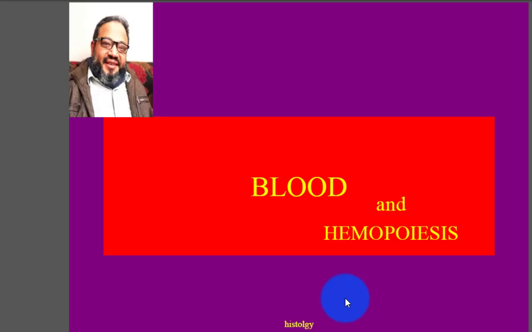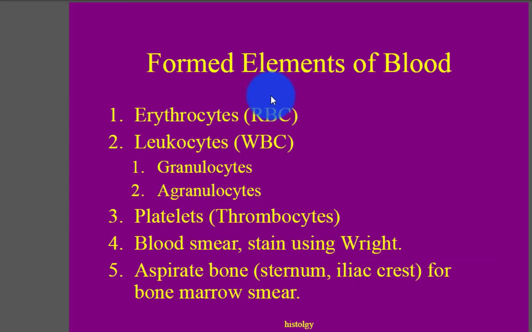Everybody, blood as a tissue. Histology consists of four main elements: the erythrocytes (RBCs, red blood cells), leukocytes (WBCs, white blood cells) including granulocytes and agranulocytes, and platelets (thrombocytes). For a blood smear, we take a blood smear and stain it using Wright stain.